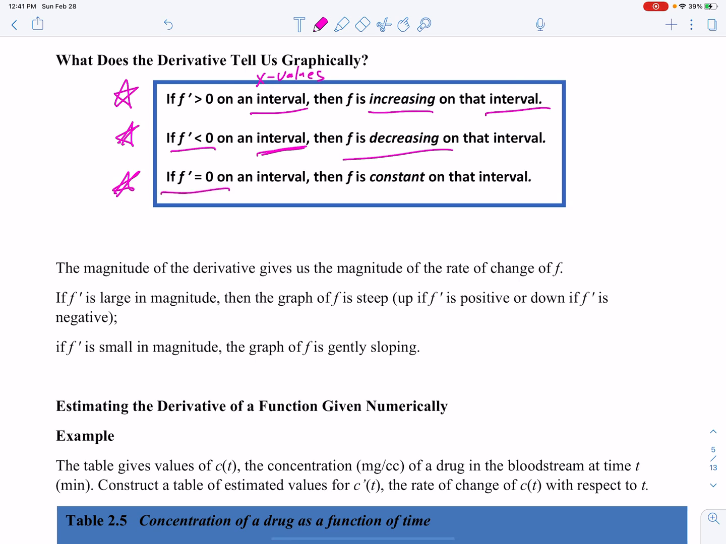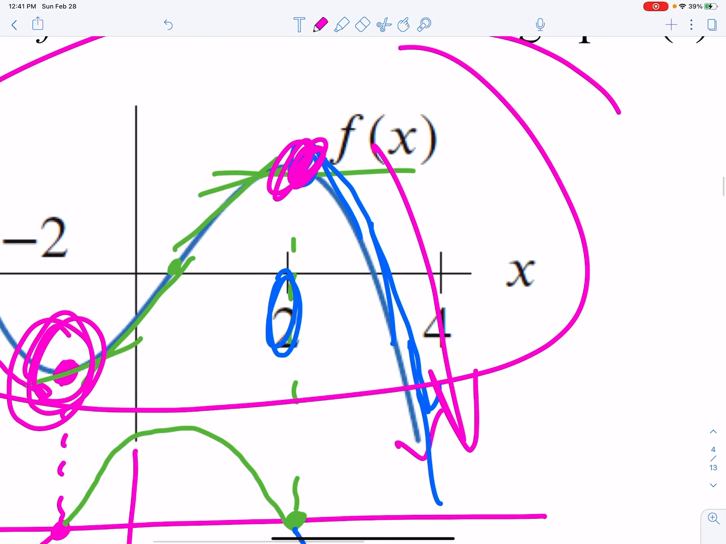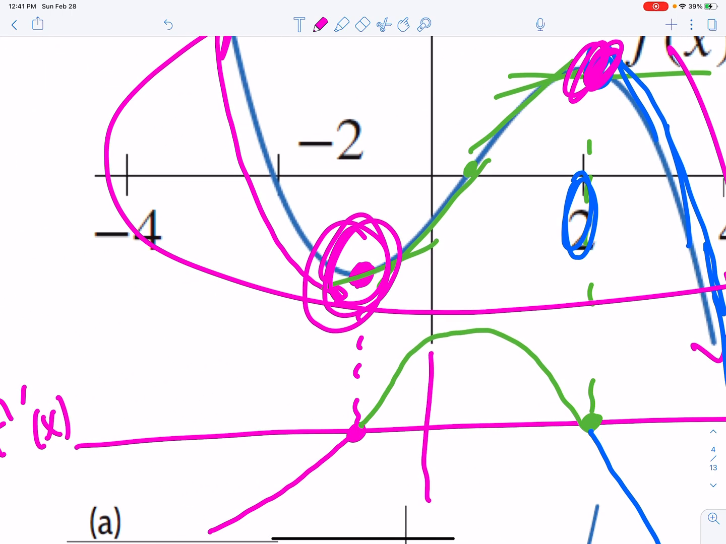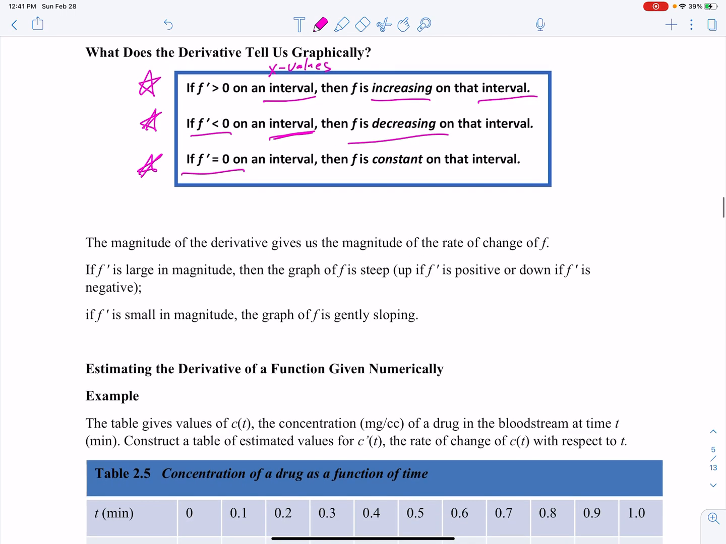And if the derivative equals 0, if the slope equals 0, because think, slope of 0 means flat line, right? Not increasing or decreasing, like what happens at a maximum or a minimum on the function. So 0 slope, 0 derivative, the function is constant on that interval. In other words, you have either a maximum or a minimum on the function.